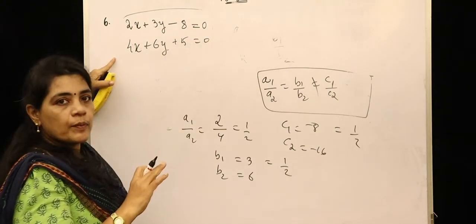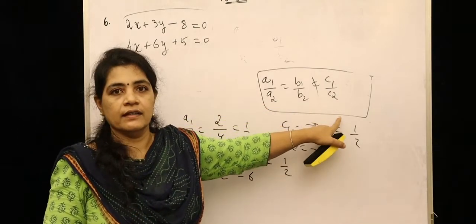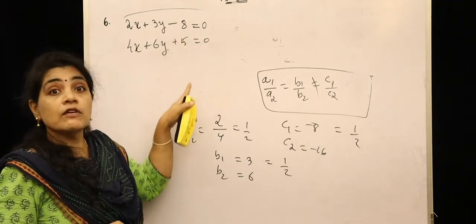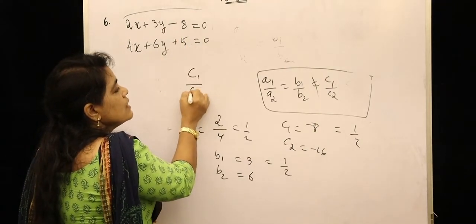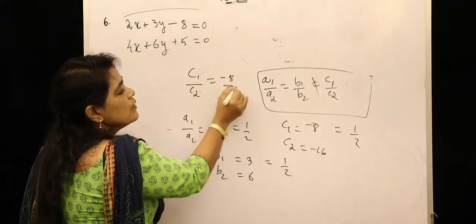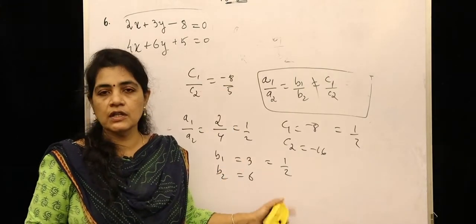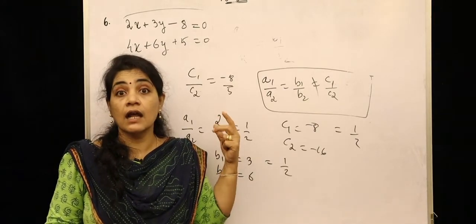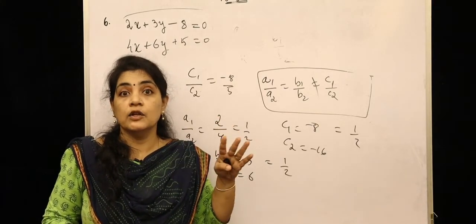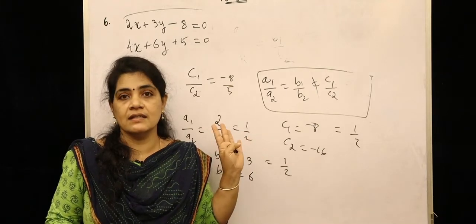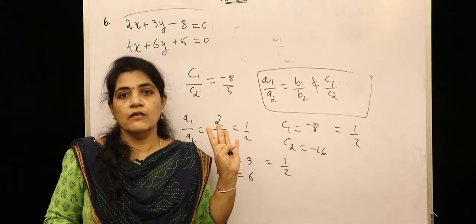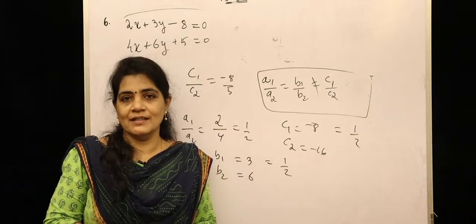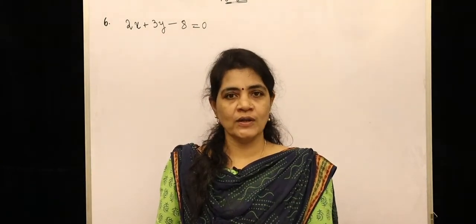See, in this pair this condition is satisfied: A1 by A2 equals B1 by B2. Here C1 by C2 is minus 8 by 5, which is not equal to 1 by 2, these ratios. So for this pair, the graph will be parallel lines, no solution, or inconsistent. So this is all about the sixth question. Now we are solving the sixth problem.